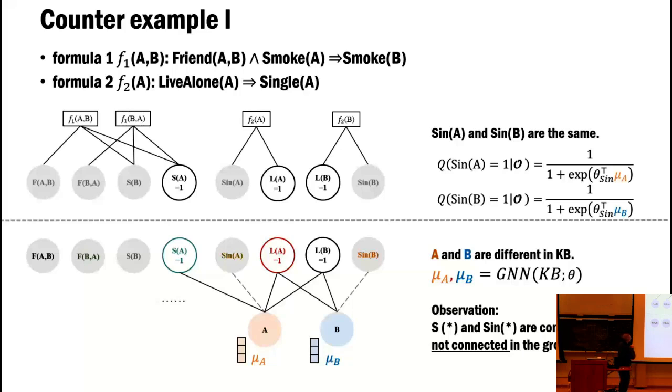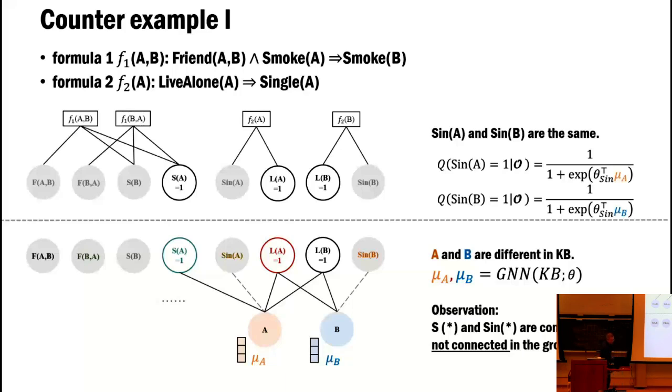And you have this additional predicate, which is leave alone and single, right? If you look at the Markov logic network on the top right here, you will find that single A and single B are actually equivalent to each other, okay? Because you only have this simple second formula, which connects these single predicates with the leave alone predicates. So at this Markov logic network level, these two nodes are actually equivalent, okay? But if you look at the knowledge base, this is the original knowledge base here. You have A entity and B entity, and you observe leave alone for A and for B.